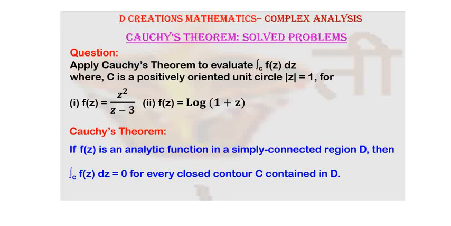Let us recall that if f of z is an analytic function in a simply connected region D, then this integral of f of z dz over closed contour C is 0, where this particular contour is contained in D.